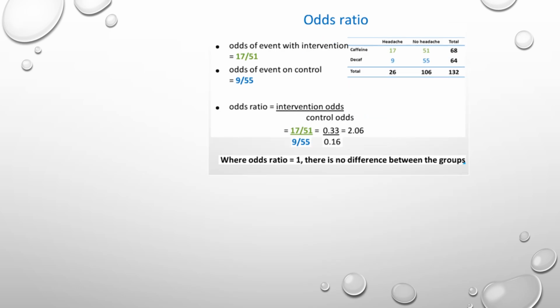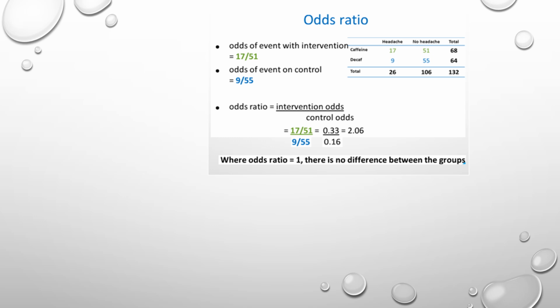Now we can see how to calculate odds ratio. Odds ratio means we will calculate odds of event with intervention group. That means odds of headache among caffeine drinkers group. 17 got headache out of caffeine drinkers, 51 didn't get headache. So odds of headache among caffeine users will be 17 out of 51.